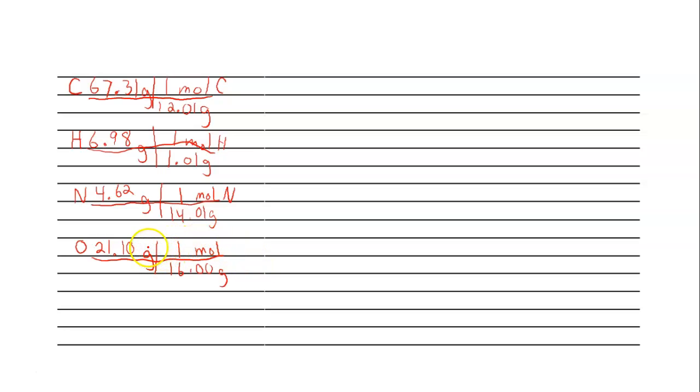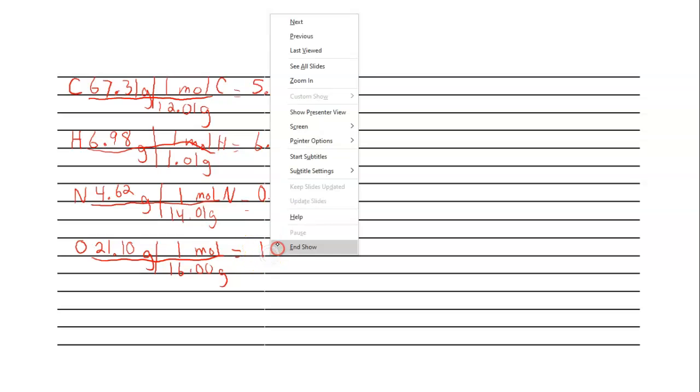Remember, for dimensional analysis, we multiply across the top and divide by the bottom. So really all these are in the calculator is the top number divided by the bottom number, since we don't really need to multiply by 1. When you plug those into the calculator, you are going to get 5.60 for carbon. And then hydrogen is 6.91. Nitrogen is 0.33. And oxygen is 1.32.